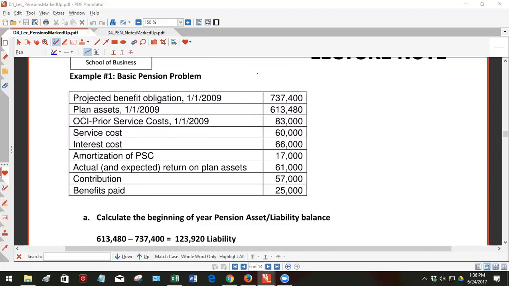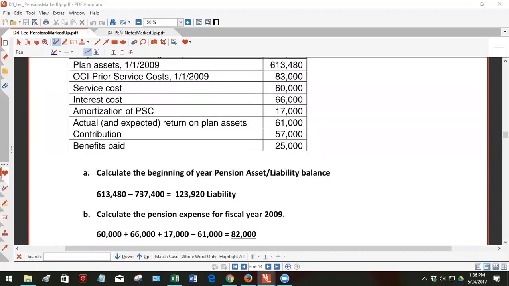Hi, this is Greg Sierra again with example number 1 from the pension lecture note. So you have a bunch of facts, and it asks first to calculate the beginning of year pension asset or liability.